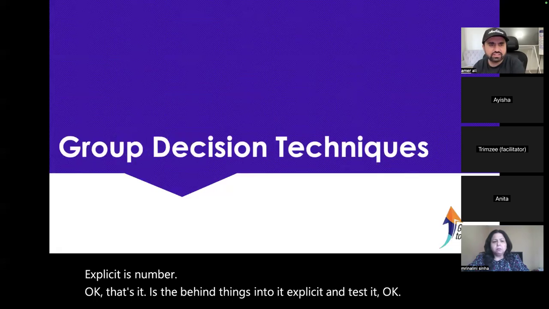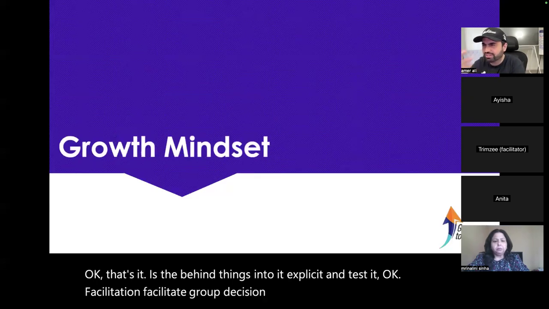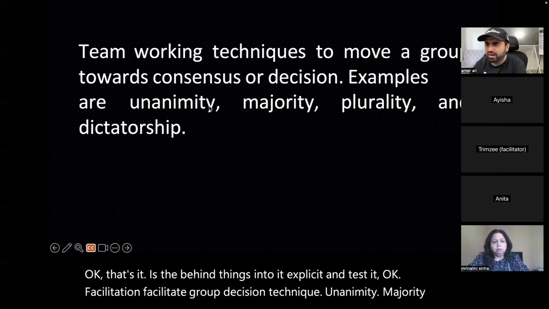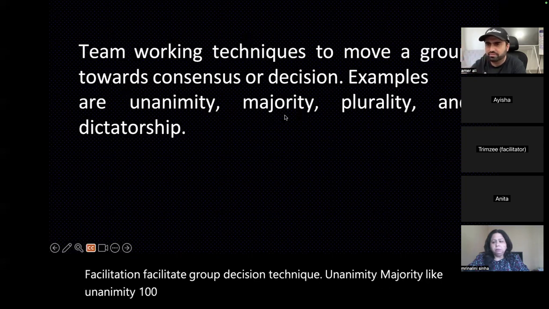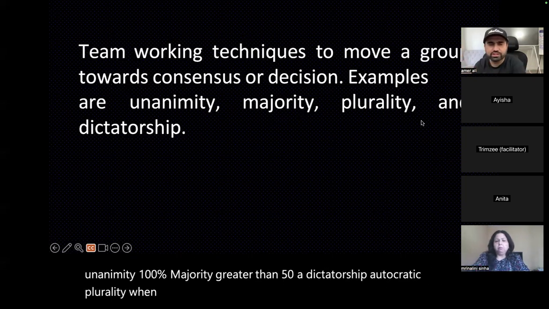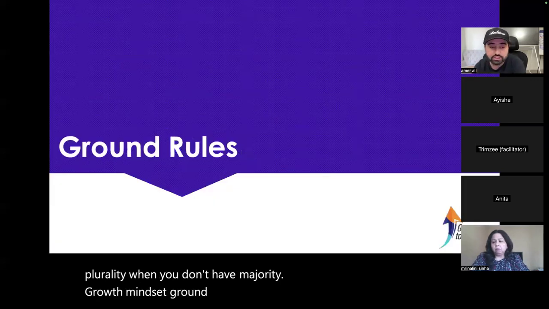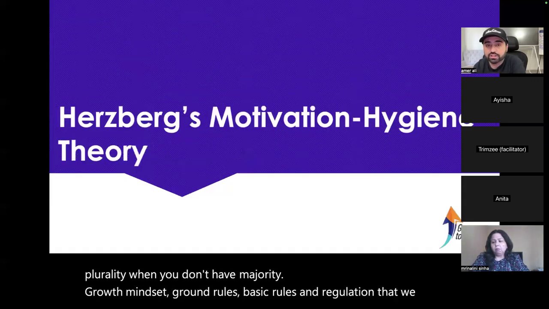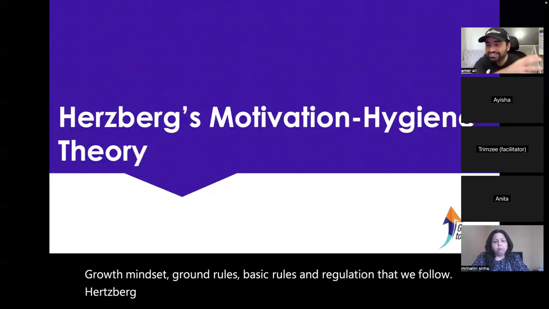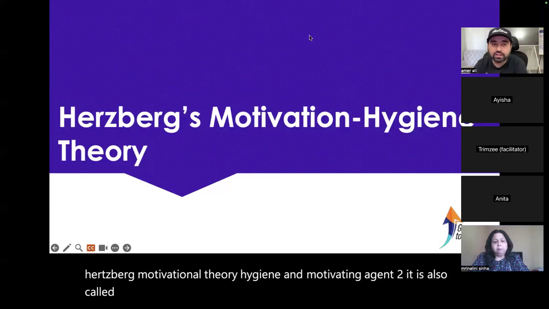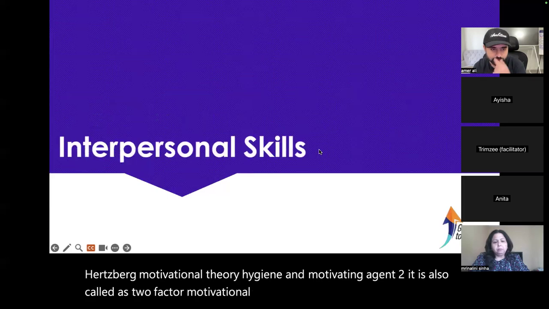Facilitation, facilitate. Group decision techniques: unanimity, majority. Unanimity is 100%, majority is greater than 50%. A dictatorship, autocratic, and plurality when you don't have a majority. Growth mindset. Ground rules, basic rules and regulations that we follow. Herzberg motivational theory, hygiene and motivating agent. It is also called two-factor motivational theory.